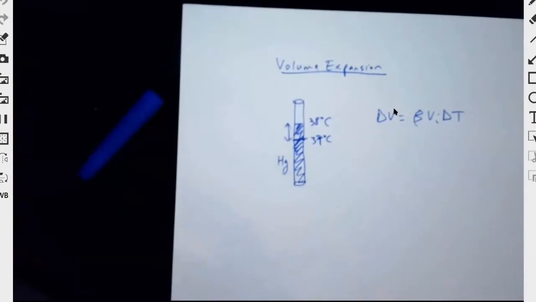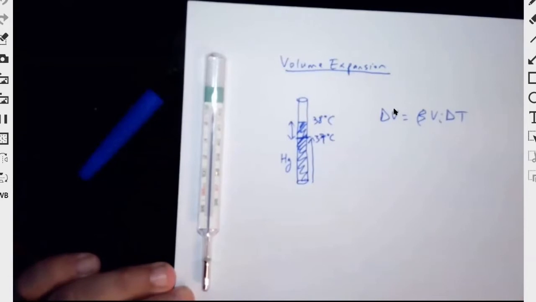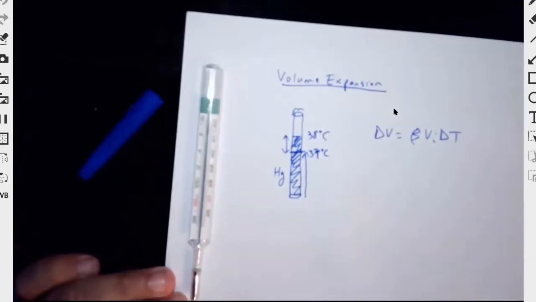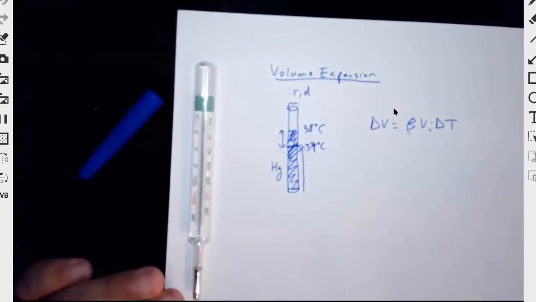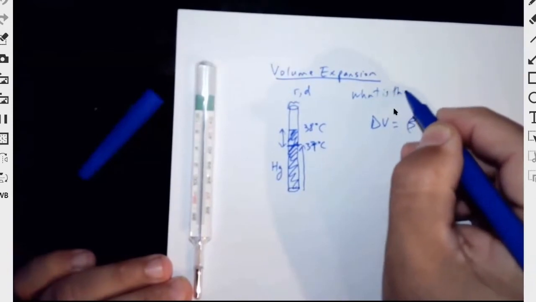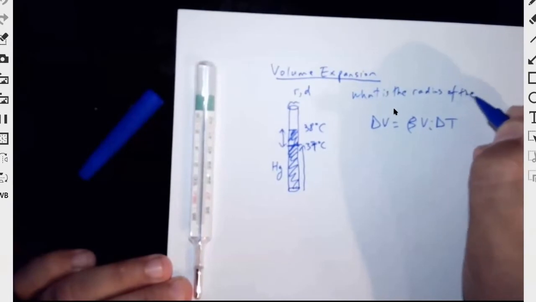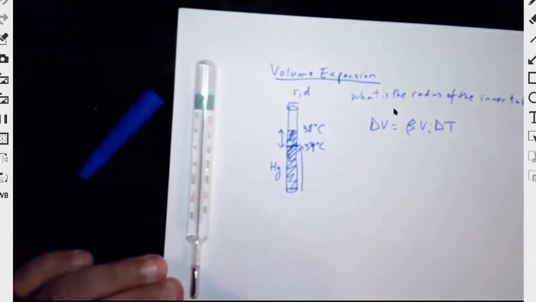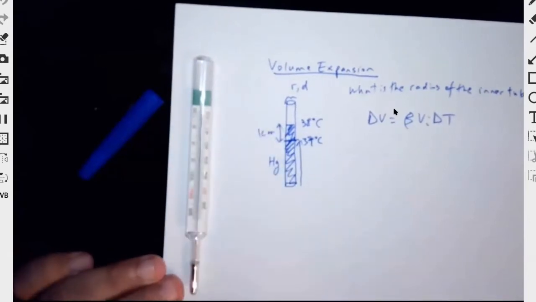Let's see here. Would we have to measure the distance from here to here? We might have to, from the bottom up. So my question is, find the diameter or the radius of the inside of the tube. That's my question. What is the radius of the inner tube? So every 1 Celsius, the mercury is going up 1 centimeter. That's the fact that you are given.